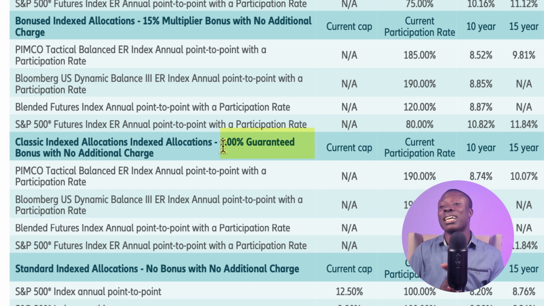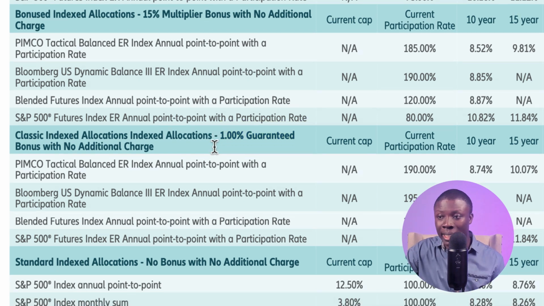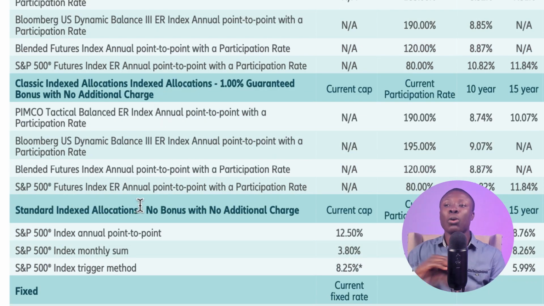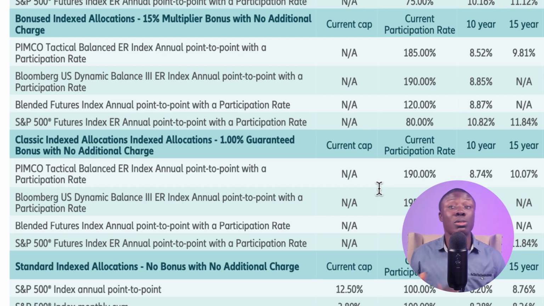And that's where you will have to decide how you want to allocate your money. The last group, no bonus and no charge. And basically these are regular S&P index, standard index that we already talked about. The question then becomes, what should you choose? Which of these should you choose?